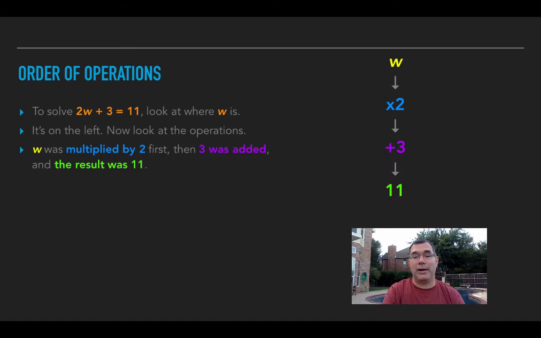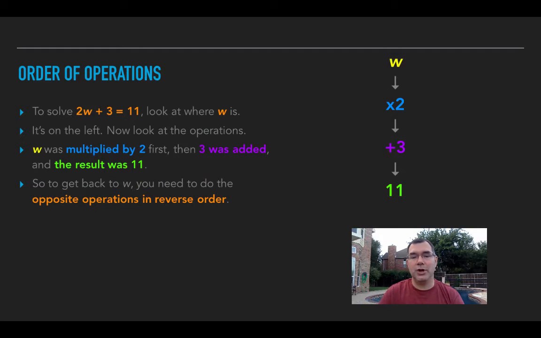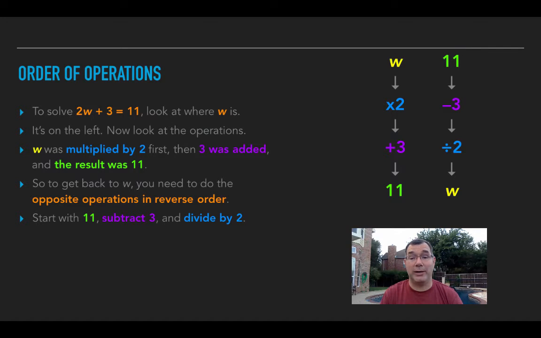So basically, if I want to get from 11 back to w, I need to do the opposite of those operations in reverse order. It's like driving somewhere and then driving back home. You take the same streets in the opposite order and you turn the opposite way that you turned when you were getting there, if you want to think of it that way. So here's what we do. We start with 11, and instead of adding 3 at the end, we subtract 3 from the start, and then instead of multiplying 2 at the beginning, I divide by 2 at the end, and then I get to w.